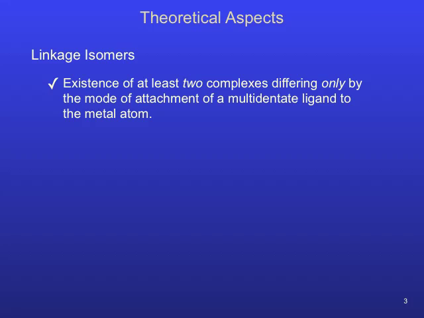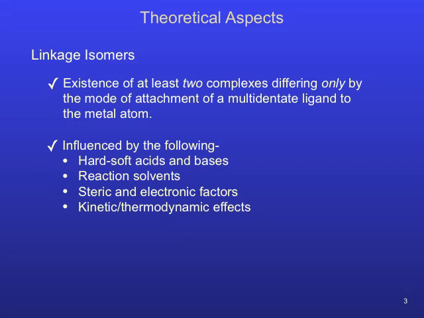The atom in an ambidentate ligand which forms the dative bond is determined by several factors, including the hard-soft characteristics of the Lewis acid and base, reaction solvent, steric and electronic factors, and kinetic and thermodynamic effects. The primary factors affecting the formation of the nitrito and nitro linkage isomers in this experiment are kinetic and thermodynamic.